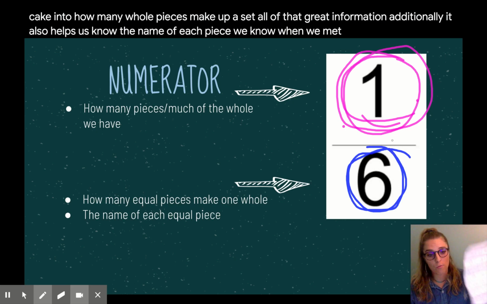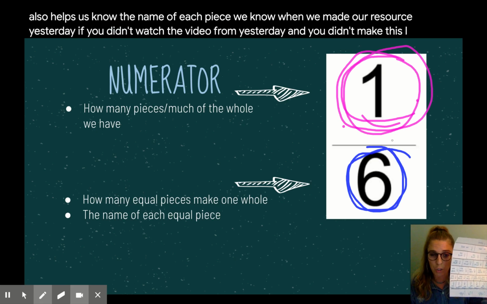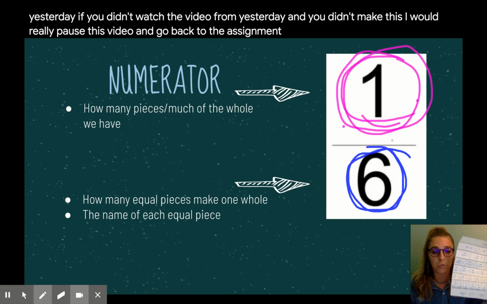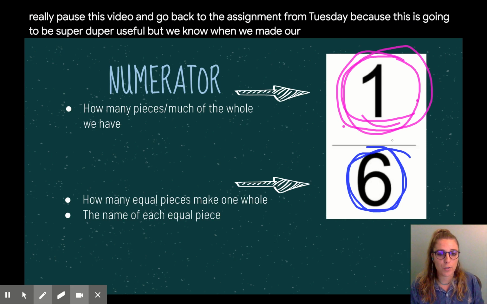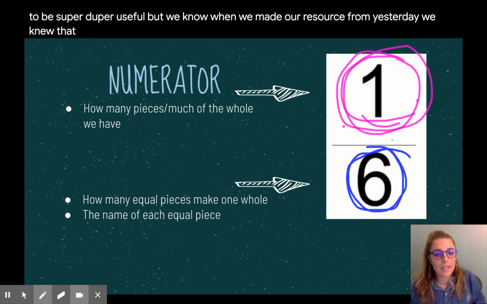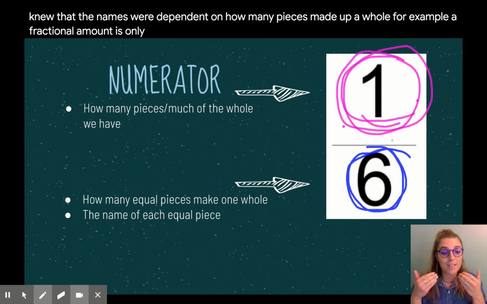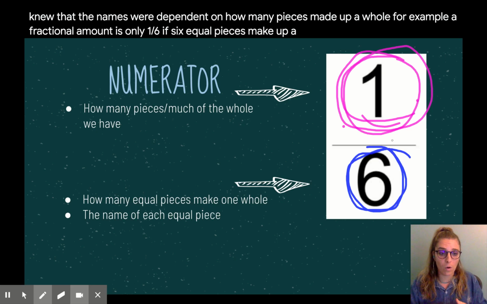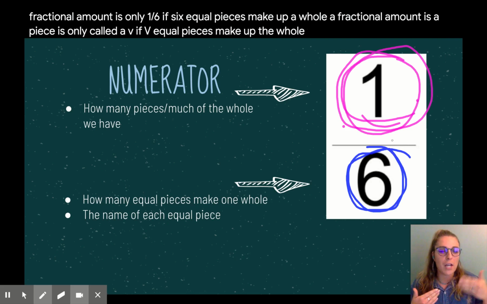We know when we made our resource yesterday, if you didn't watch the video from yesterday and you didn't make this, I would really pause this video and go back to the assignment from Tuesday because this is going to be super duper useful. But we know when we made our resource from yesterday, we knew that the names were dependent on how many pieces made up a whole. For example, a fractional amount is only a sixth if 6 equal pieces make up a whole. A piece is only called a fifth if 5 equal pieces make up the whole, and so on and so forth.